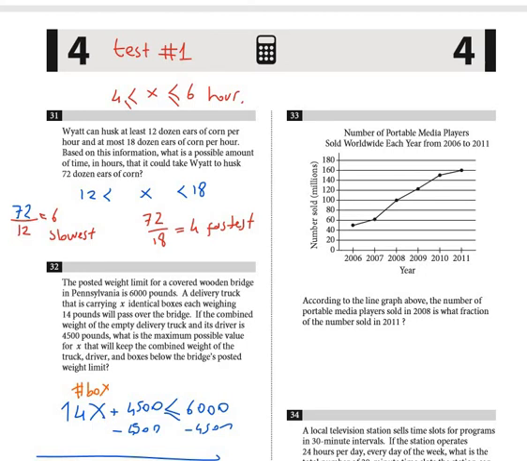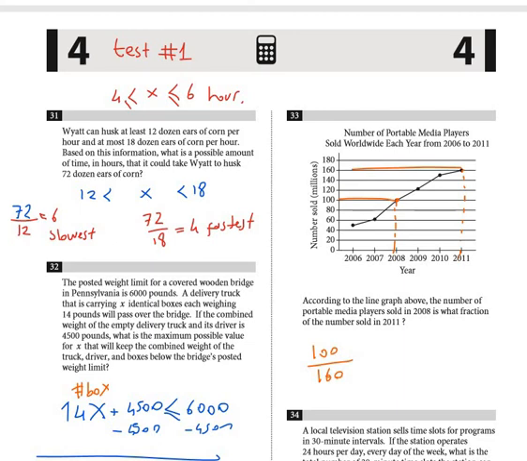Question number 33. According to the line graph above, the number of portable media players sold in 2008 is what fraction of the number sold in 2011? So this number to that number, we're going to write the fraction. So it's going to be 100 media sold over 160 sold.